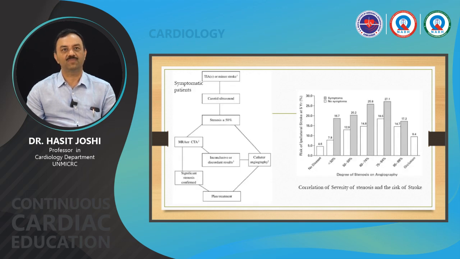So in a symptomatic patient with TIA or minor stroke, Doppler ultrasound should be done, showing a stenosis of more than 50% or a velocity of more than 235, and MRA or CT angio to confirm. If it is inconclusive, we go for catheter angiography. If there is a significant stenosis, we'll plan direct treatment.